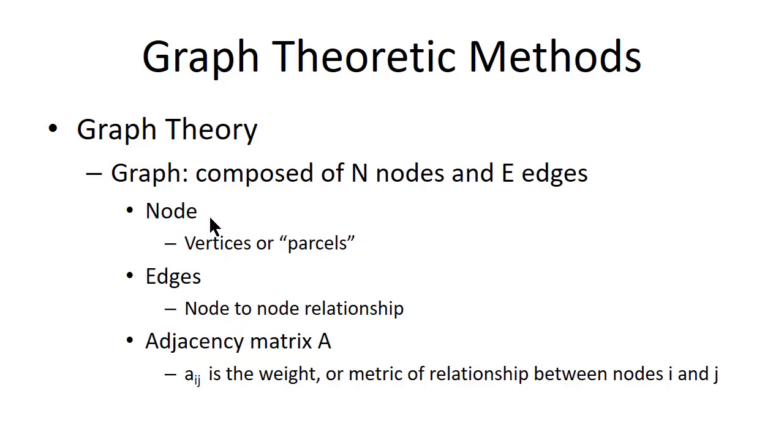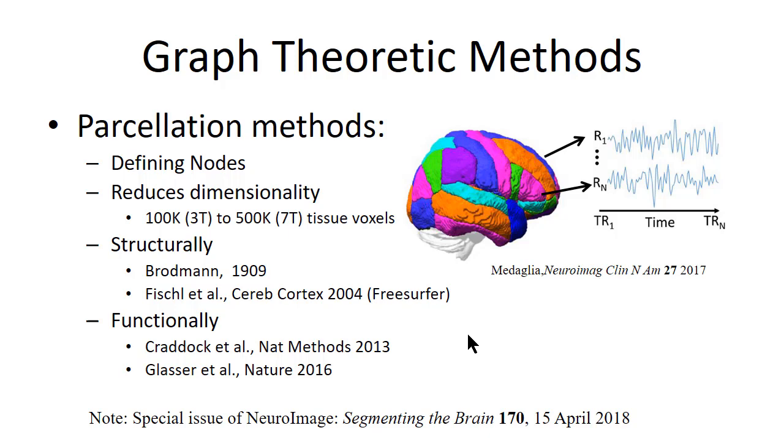Once you have a group of nodes, you can calculate what's called the adjacency matrix, which is the weight or the metric of the relationship between all of the nodes. Now I want to point out that when applying graph theoretic techniques and some of the clustering techniques that I mentioned earlier, because of the computational effort involved, it's necessary to downsample the spatial resolution of your data. Typically for a 3T data set, you have something like 100,000 voxels in gray matter, and with 7T data at ultra-high fields, you can have 500,000 tissue voxels, and this is basically not doable for these techniques.